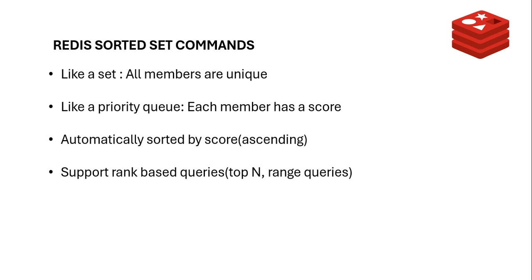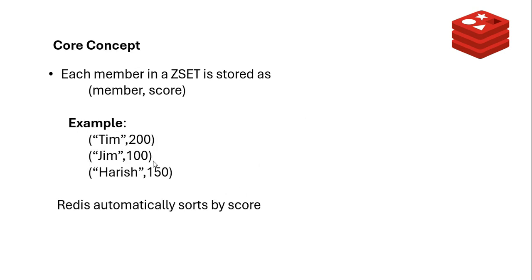It also supports rank-based queries, and we will see these examples when we write those commands in the Redis CLI. Basically, it looks like this. Each member in a Z set is stored as a member and a score. For example, Tim has a score of 200, Jim has a score of 100, and Harish has a score of 150. They're automatically sorted by the score in ascending order.